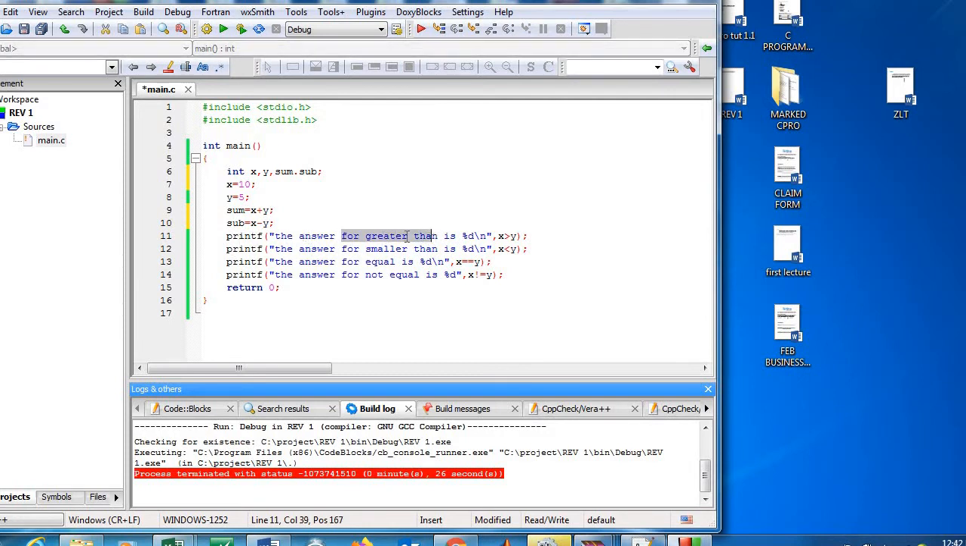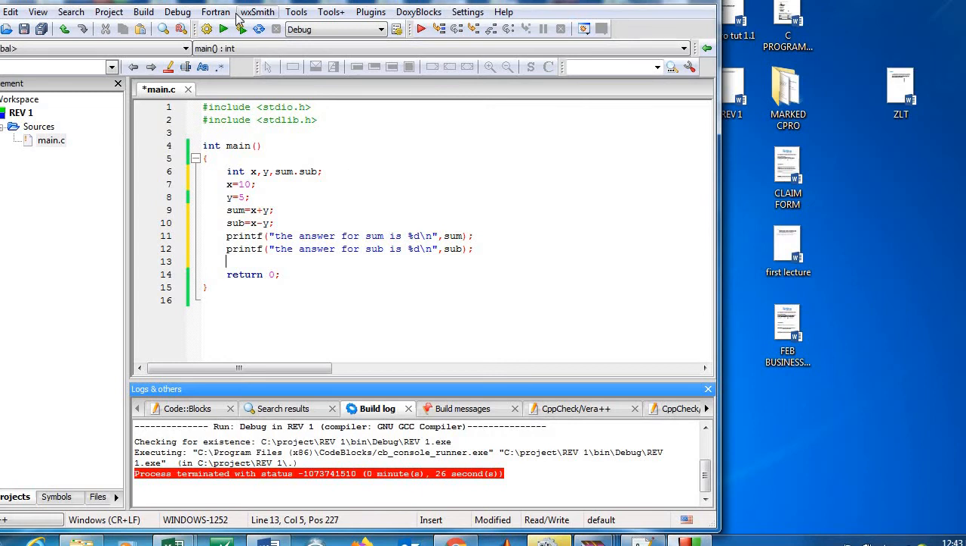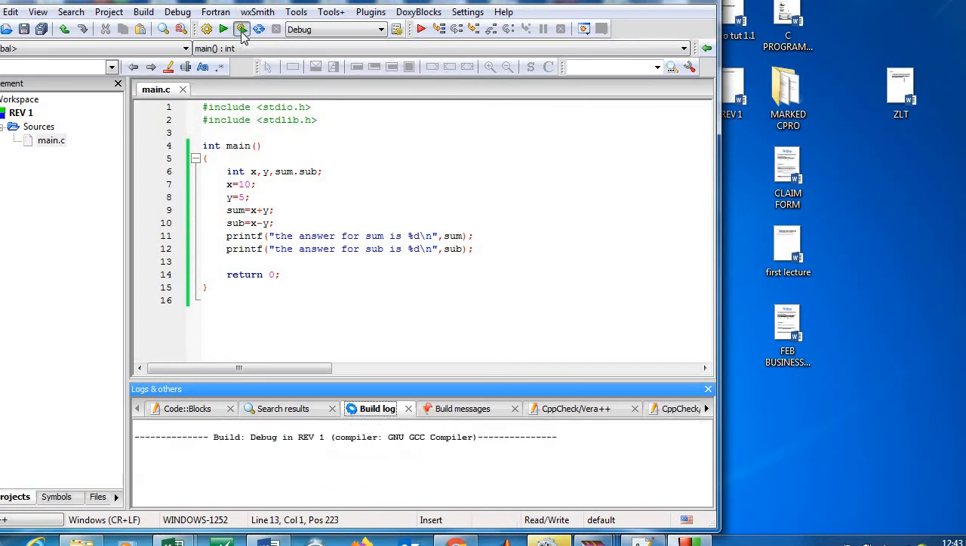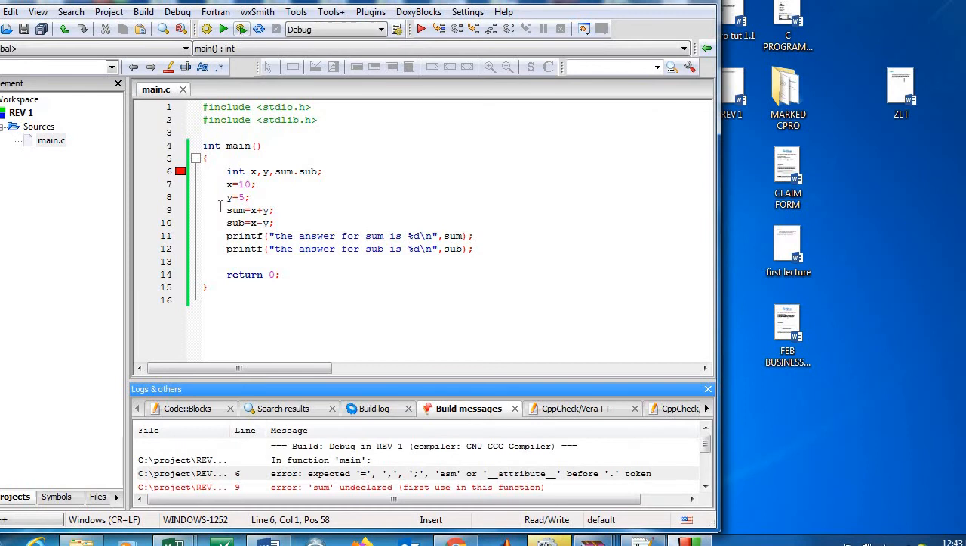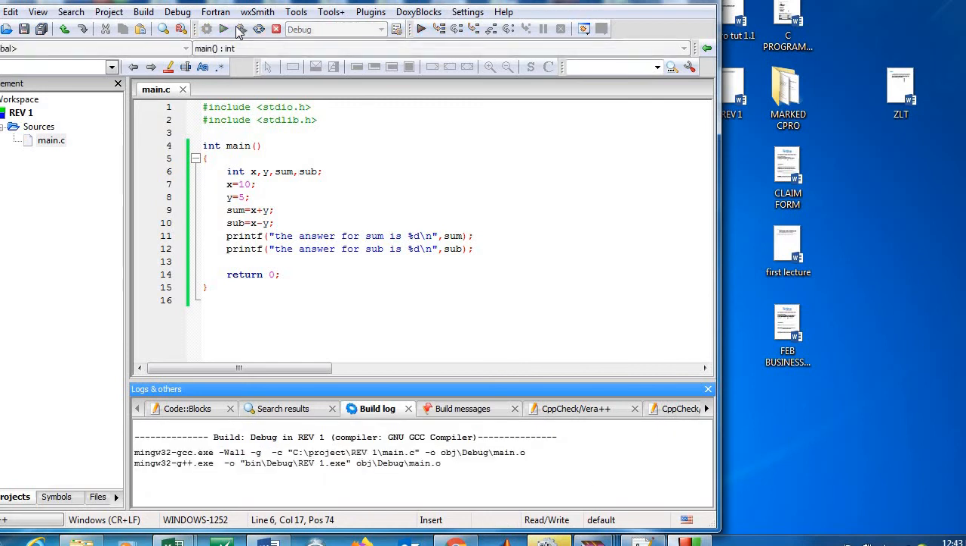The answer for sum is percentage d, and you call your sum like this, and the answer for sub is percentage d, and you call your sub. So this is how you answer such questions, and of course you remove this part, and as you run your program, you'll see that it will add and subtract two variables. Oh, sorry, we forgot to put a comma here, and then you run your program like this.